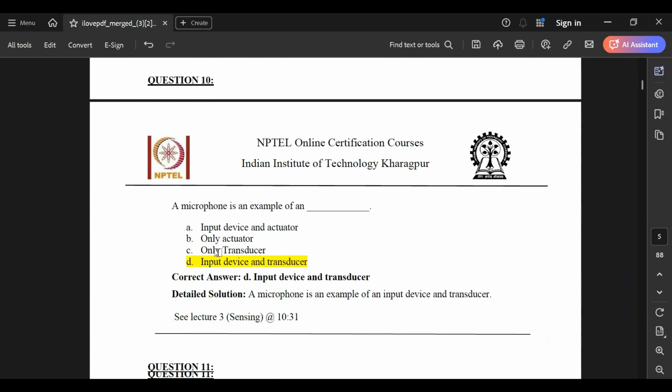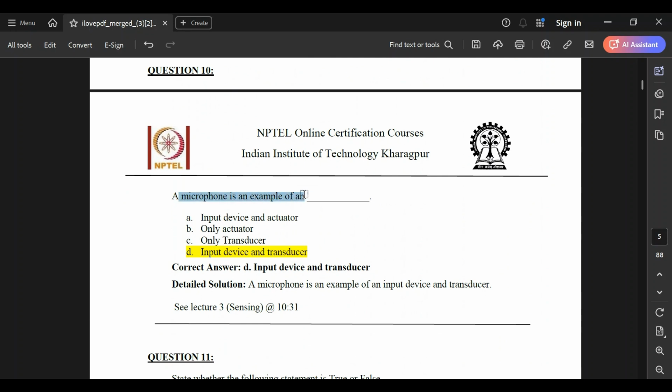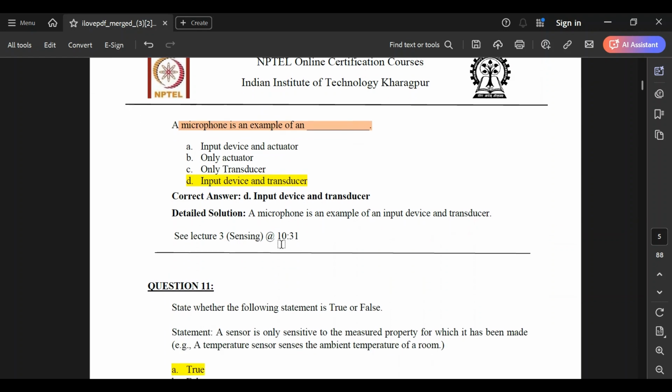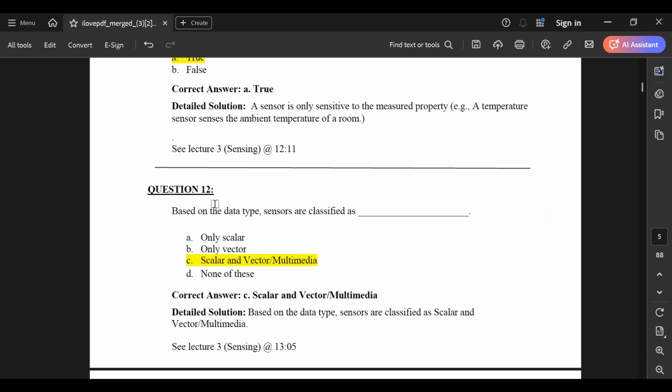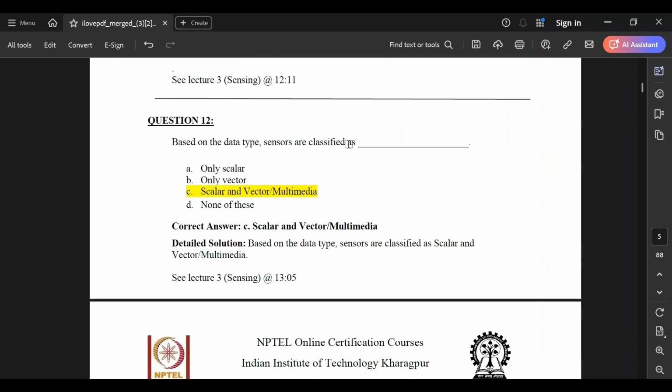So moving to the next question, a microphone is an example of. So microphone is an example of input device and transducer. So this is the D option. A sensor is only sensitive to the measured property of which it has been made. So it is temperature, yeah, and these all things. So this is true. Based on the data type, sensors are classified as.